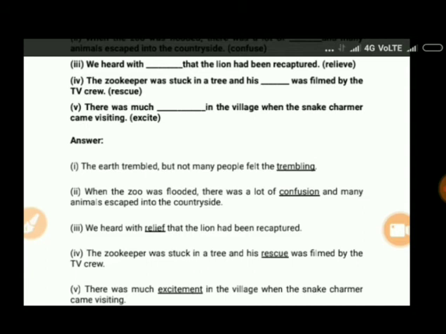So take a screenshot to do this exercise. Write the correct spelling, okay. Somewhere it has been used as an abstract noun and somewhere as gerund. Okay, dear children.